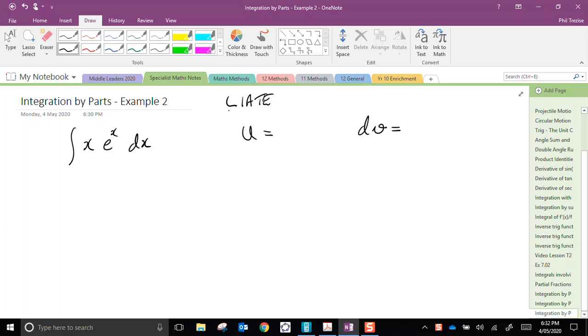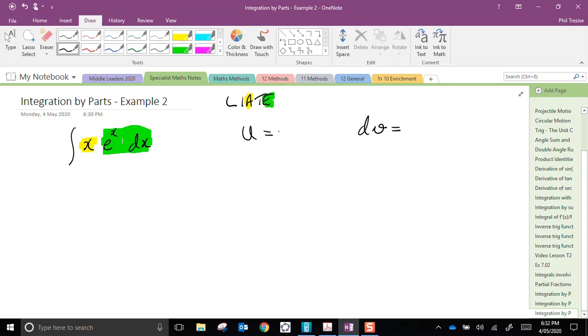So L is logarithmic, I is inverse trigonometric, and we don't have either of them. A is algebraic, and yes, we have an algebraic expression here in x. T is trigonometric, and E is exponential. Right, then we have an exponential, and the dx by default belongs to that second part.